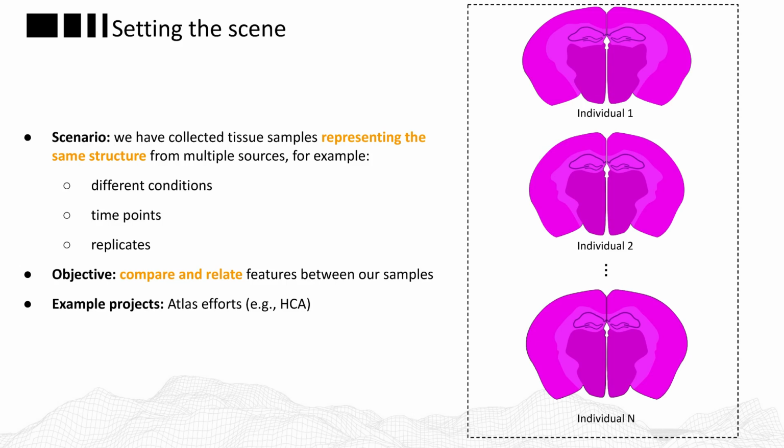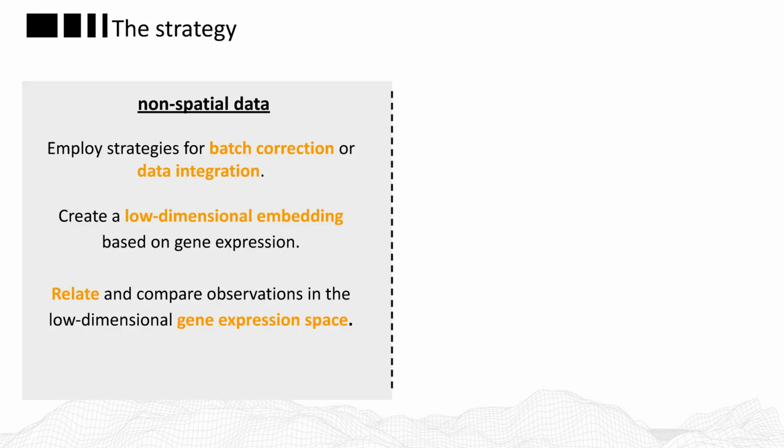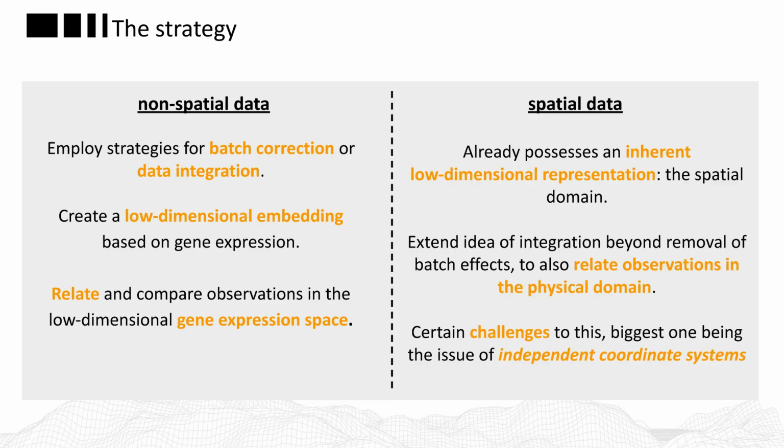In order to achieve this objective, when working with non-spatial data, we tend to employ strategies for batch correction or data integration. We create a low-dimensional embedding based on the gene expression, and then we try to relate and compare observations in the low-dimensional gene expression space. What's really cool when we're working with spatial data is that our data already possesses an inherent low-dimensional representation, being the spatial domain. This allows us to extend the idea of integration beyond just the removal of batch effects, but to also be able to relate observations in the physical domain.